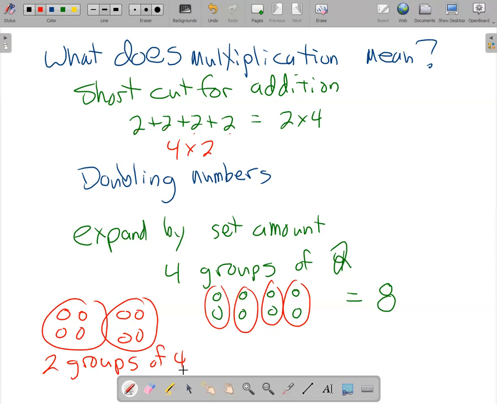All right, anybody have something different? We got repeated addition, we got groups, opposite of division. Opposite of division, we'll get to that later when we get to division.